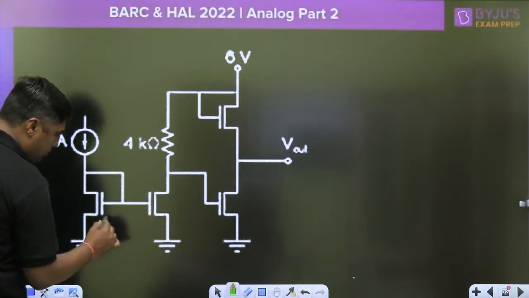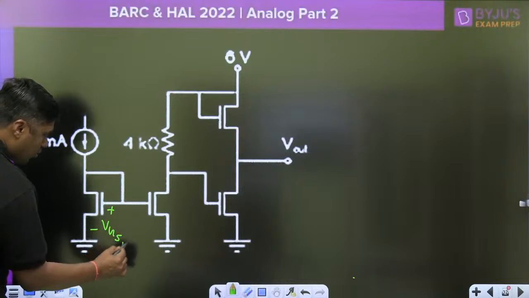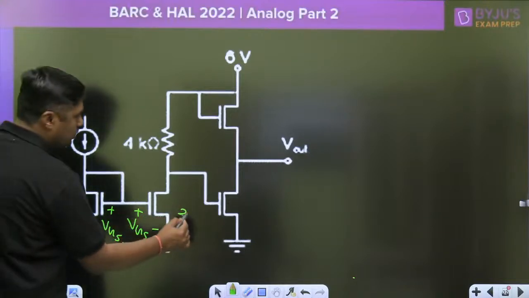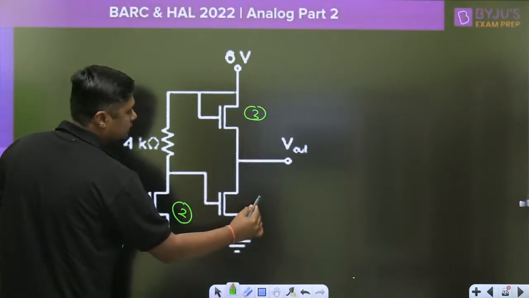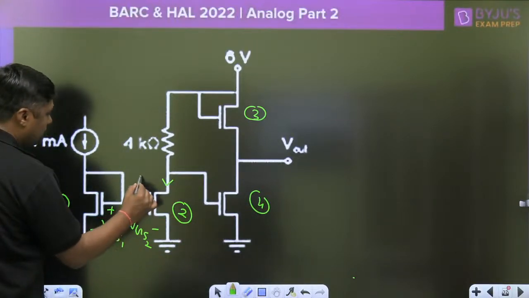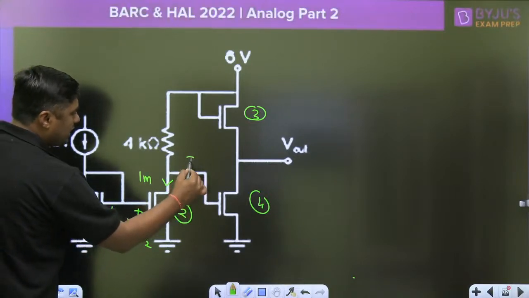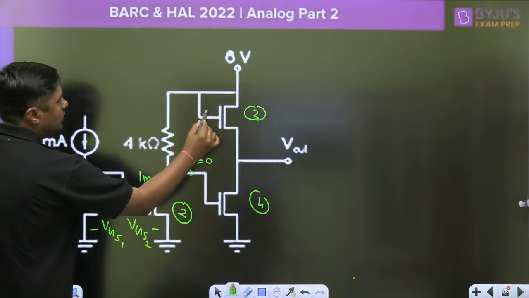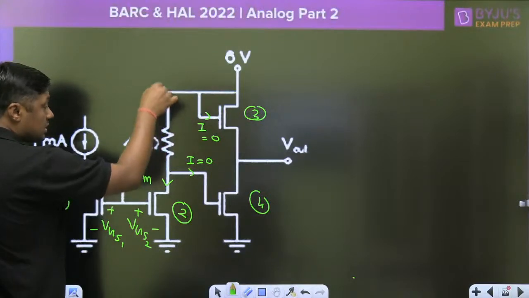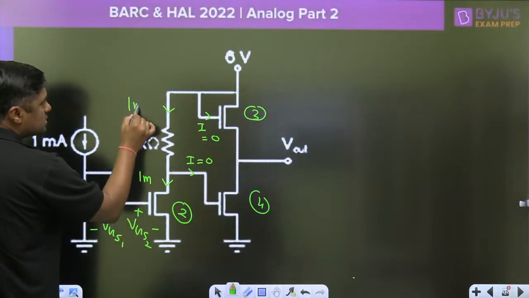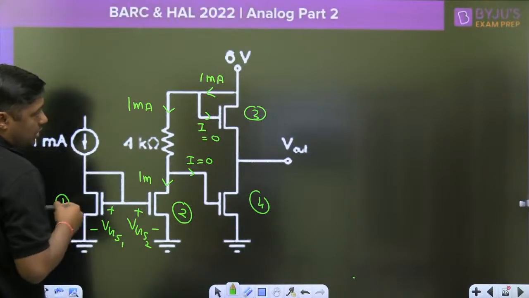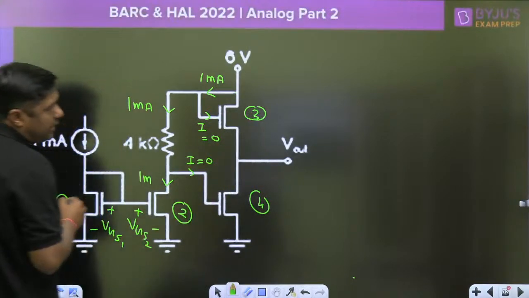Same current will pass through this, because VGS1 is exactly equal to VGS2. Let this be 1, this be 2, this be 3, and this the 4th one. So VGS1, VGS2 are equal. That's why the current here is 1 milliampere. What will be the current here? That is 0. Now watch this. 1 milliampere current will flow through this path. The current here is 0. What is required here? V out is required here.